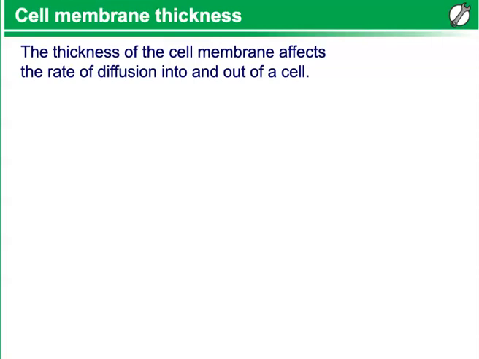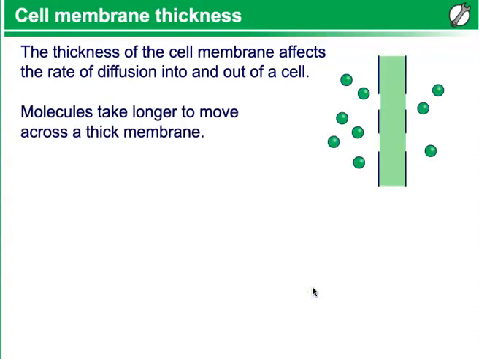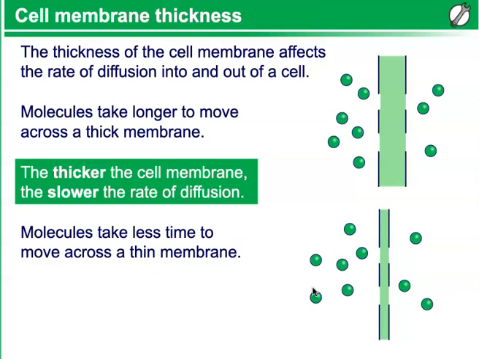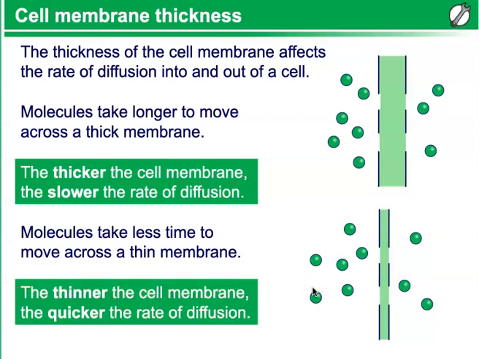Cell membrane thickness. The thickness of a cell membrane affects the rate of diffusion into and out of the cell as well. Molecules take longer to move across the thick membrane. The thicker the cell membrane, the slower the rate of diffusion. Molecules take less time to move across a thin membrane. The thinner the cell membrane, the quicker the rate of diffusion.